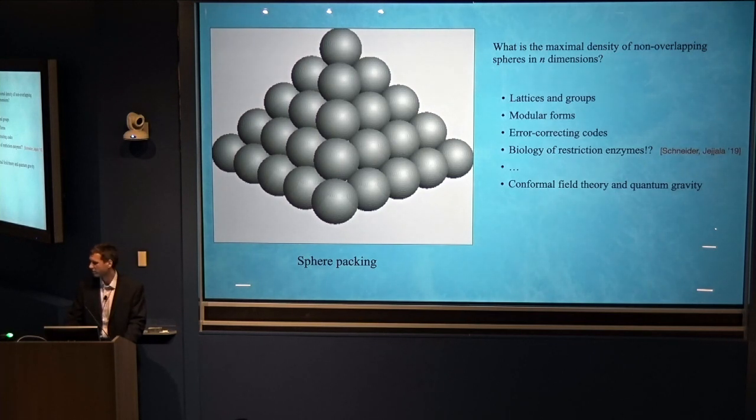It's connected to the theory of lattices and groups. It's connected to the mathematical theory of modular forms, to the theory of error-correcting codes. In fact, sphere packing has been used to design error-correcting codes that at least have been actually used in modems or cell phones, although as far as I know, they aren't anymore. It's even been suggested to show up in biology, and we're going to see that it plays a role here in our study of conformal field theory and quantum gravity.